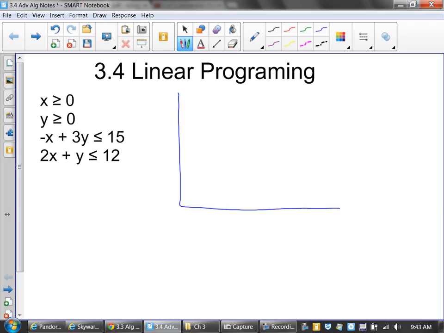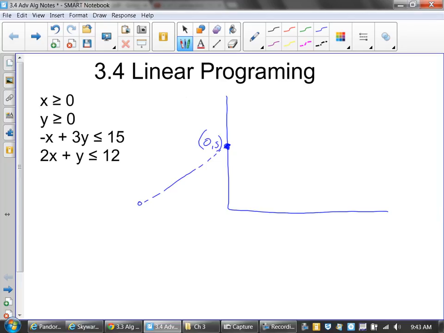Now, from there, I'm going to do my quick graphs. Okay? So on the first one, I have a y-intercept of 5. Do you agree? Okay, I have a y-intercept of 5. Yeah, it's about here. But I have an x-intercept of negative 15. Which really doesn't help us very much for being in the first quadrant, does it?